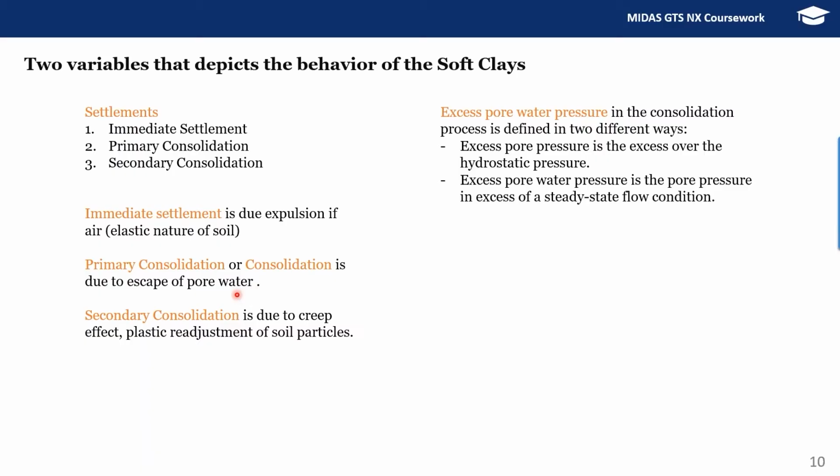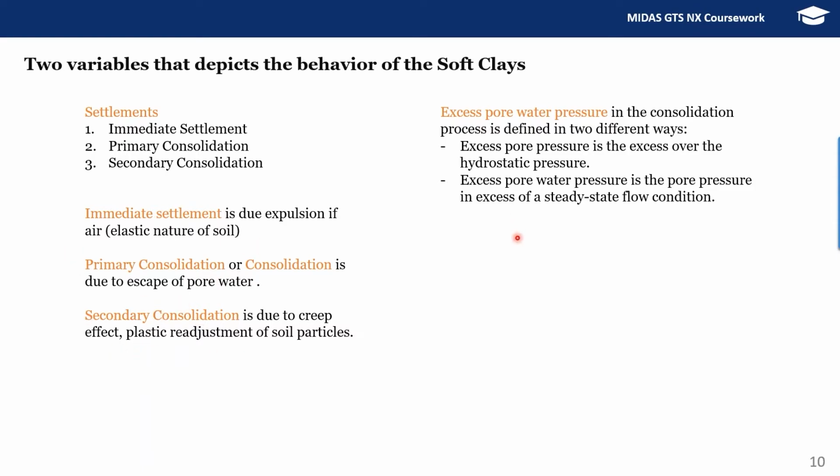That means dissipation of excess pore water pressure, and it coming to the hydrostatic condition. So whatever settlement has occurred because of this phenomenon is called primary consolidation. And then secondary consolidation is due to creep and plastic readjustment of the soil particles. So this is about settlement.